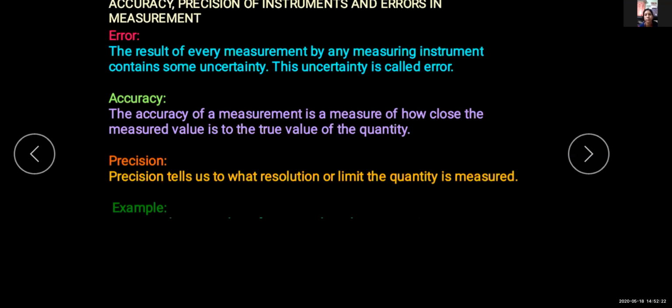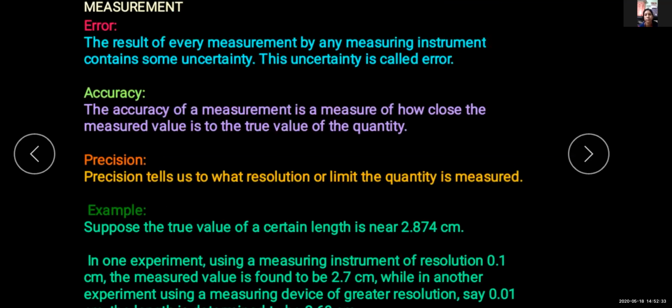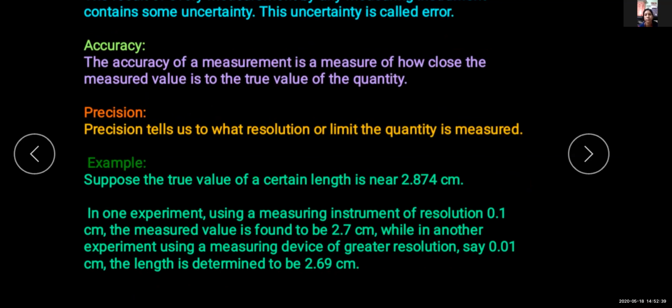Here is one more example. Suppose the true value of a certain length is near 2.874 centimeter. In one experiment using a measuring instrument of resolution 0.1 centimeter, which is the least count of that instrument, the measured value is found to be 2.7 centimeter, while in another experiment using a measuring device of greater resolution, say 0.01 centimeter, the length is determined to be 2.69 centimeter.